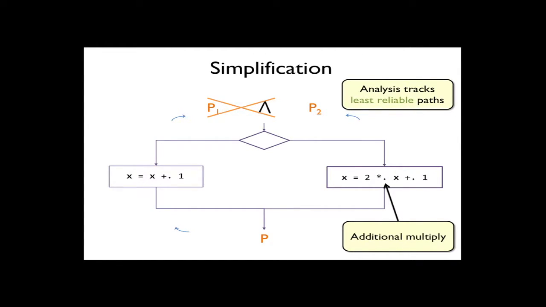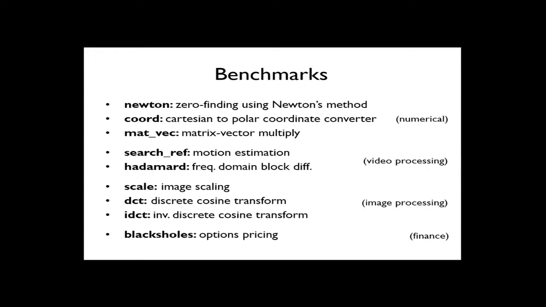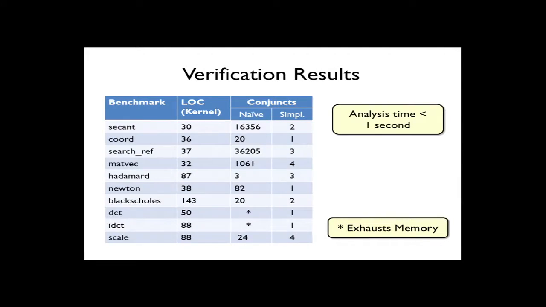Because if we verify these least reliable paths, then of course we're going to have sound verification for any paths that are more reliable. Now this is actually really important. So we've taken this and applied it to a variety of different benchmarks from several different domains. And the verification results here are actually what's interesting. What we have on the slide, the right column, is really what's important. It's the number of conjuncts.